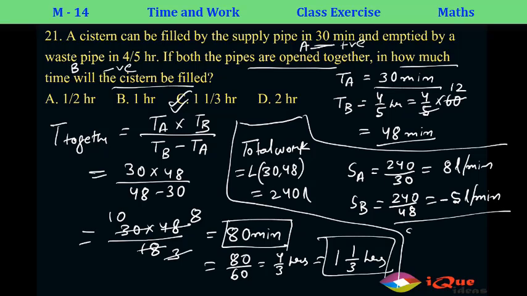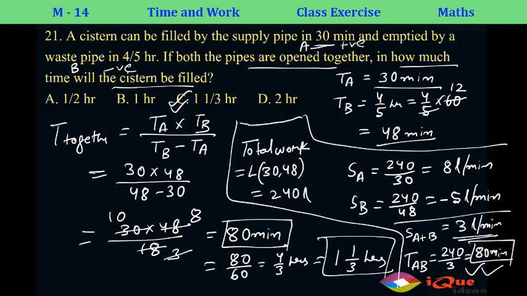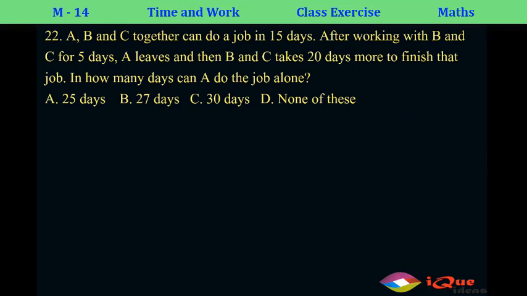So the combined speed of A and B together will be 8 minus 5, that is 3 liters per minute. Alright. That means the time taken by A and B together in this case will be total capacity 240 divided by 3, which is 80 minutes. So we get the same answer. Alright. So this is how we could have done the question in the second method. Now let's go to the next question.